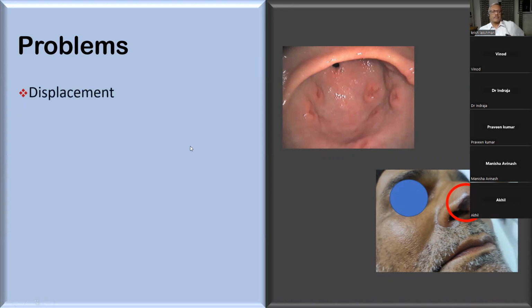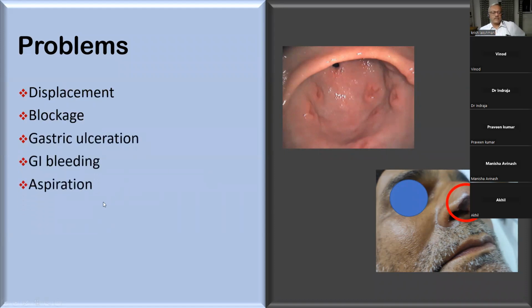I think, is it a pressure sore? Yeah, it's a pressure necrosis. So all the problems that you would have: displacement, blockage. I mentioned the gastric ulceration, and the same ulcers can bleed. You can have aspiration, and this is it, alar nasi necrosis.